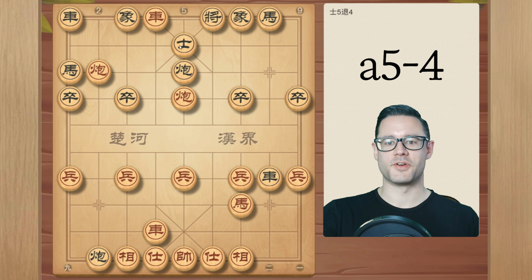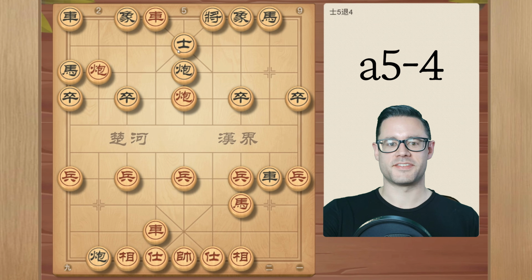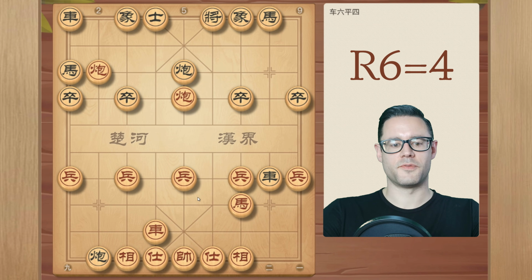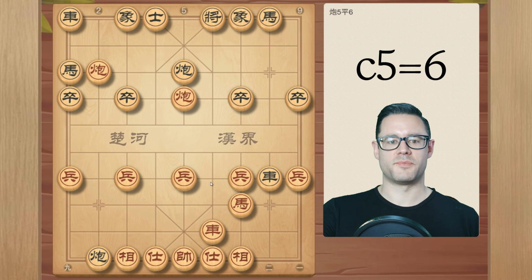So that's a crazy rook sacrifice right there. If this was Gotham chess, I'd be screaming the rook. But this is not Gotham chess. So A5 minus 4. So Black's advisor on file 5 moves backwards to file 4. R6 equals 4. So our chariot on file 6 moves sideways to file 4. 1, 2, 3, 4. And that puts the opposing general into check.